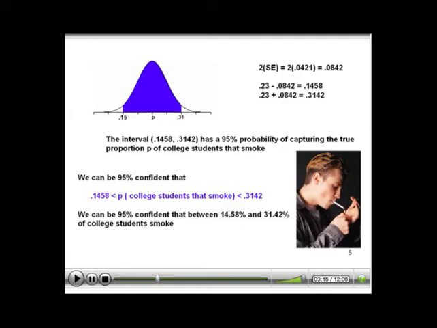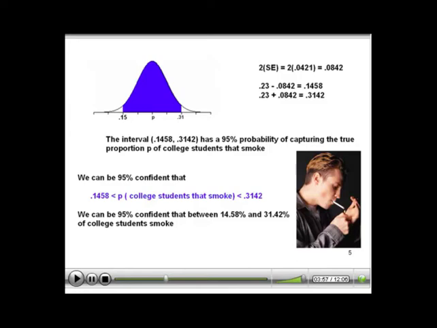Using our 0.0421 as an estimate of the standard deviation, we can see that 2 standard deviations would be 2 times 0.0421 or 0.0842. Now, if we consider 2 standard deviations on either side of 0.23, we find that the interval from 0.1458 to 0.3142 has a 95% chance of capturing the true proportion of college students that smoke.